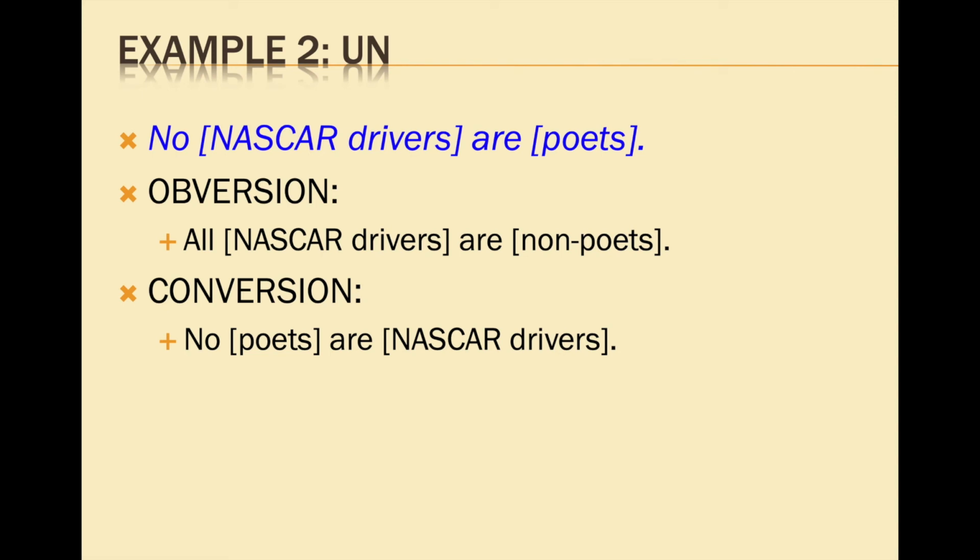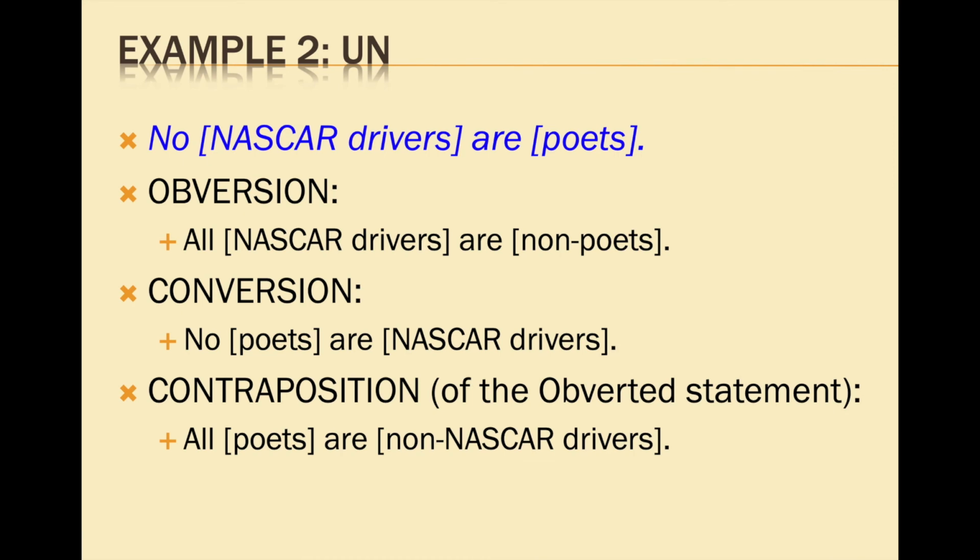And then go back to the obversion. We started with a universal negative, but the obversion then gave us a universal affirmative, which we can then contrapose. So we can contrapose the obverted statement, and we get all poets are non-NASCAR drivers.